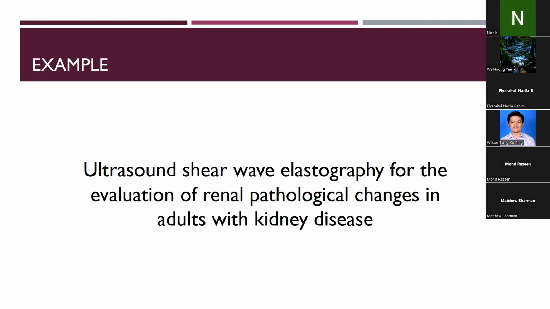All right, I'm just going to use an example here, like this one. I think I've used this before also. Ultrasound shear wave elastography for the evaluation of renal pathological changes in adults with kidney disease. This is just a very simple question, and we want to know the evaluation of renal pathological changes by using ultrasound shear wave elastography.